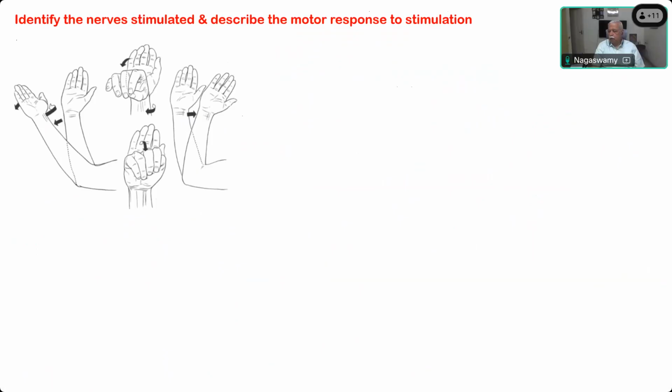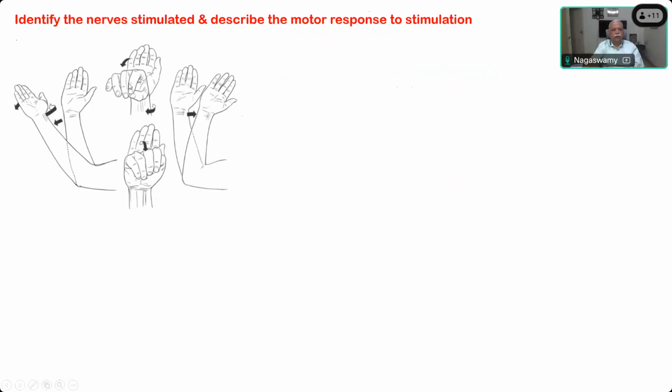All hand movements after a supraclavicular block or a brachial plexus block. If you want to test whether the motor nerves have been effectively blocked or not, you have to do all this muscle testing. So, which are the nerves that are tested here? First, the radial nerve is tested.